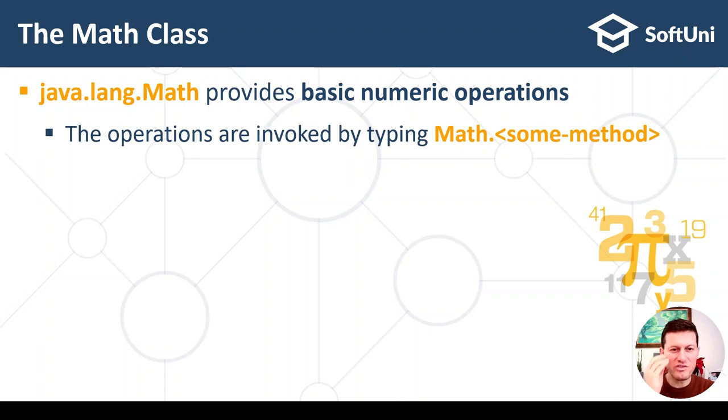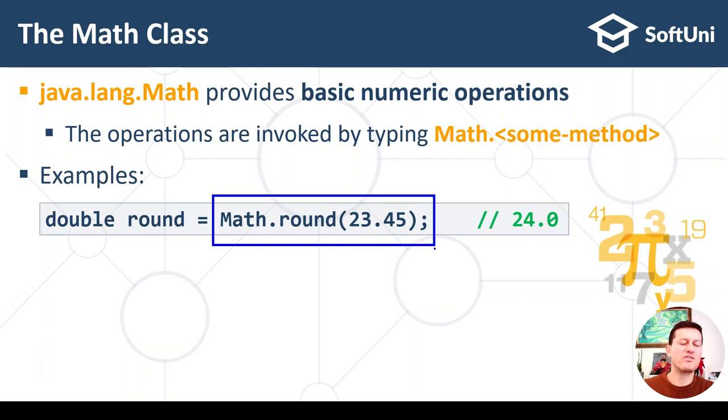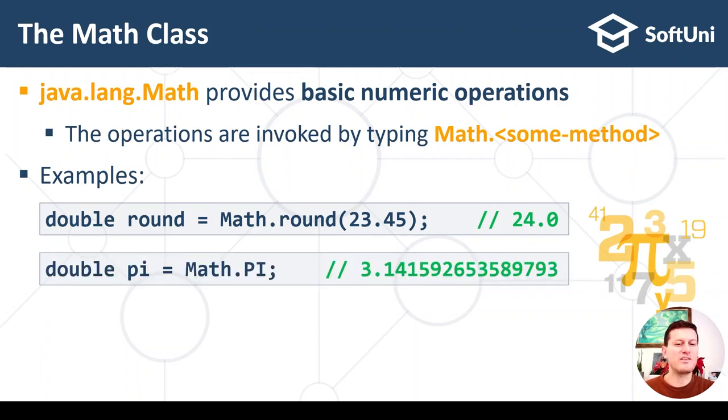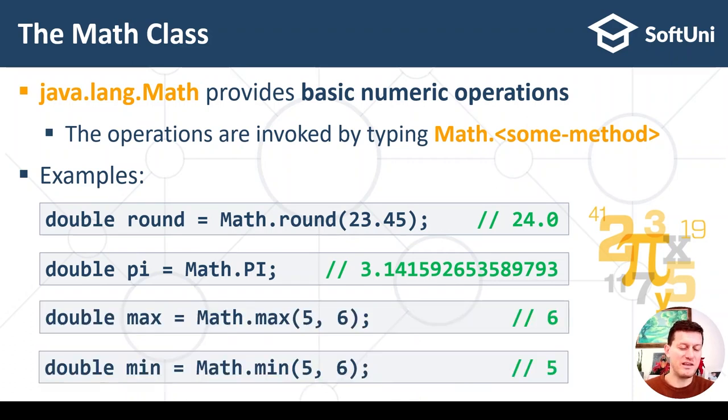The operations are invoked by typing Math.something, and I'll show you some examples, like double round equals Math.round, which rounds in the standard way the given number to the closest integer, up or down, depending on the number. This is a way to access the PI constant from mathematics. You know it from calculating, for example, circle area requires using the PI number, and calculating max, min, etc. Let me show you all these examples.